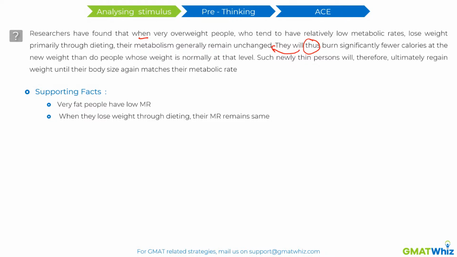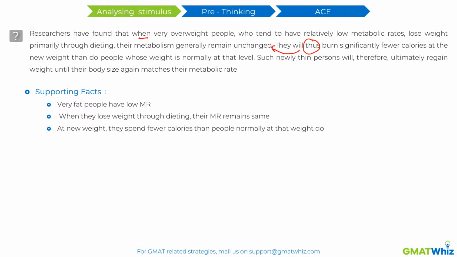Okay, so if I've got a 60 kilo person who's generally at 60 kilo, and I've got a 60 kilo person who was 100 kilos and came down to 60 through dieting, then I'm basically saying this person will be burning significantly fewer calories than that normal weight person. Okay, all of these are facts, and all this will happen because the metabolism remains unchanged for very fat people.